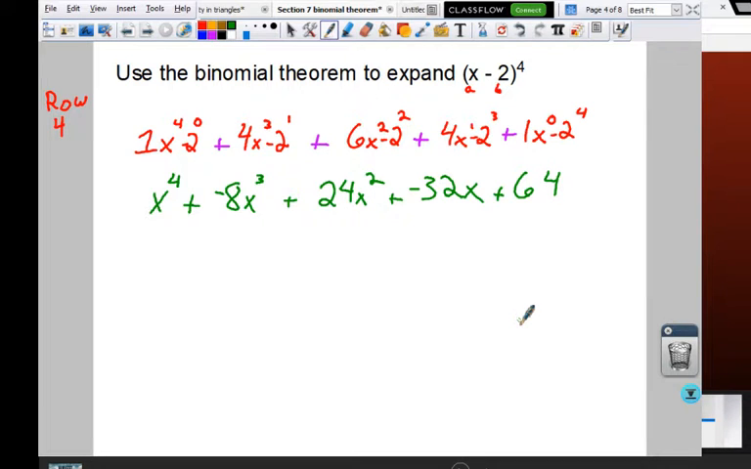Is it 64? There's no x. No x, because what's x to the 0? What's anything to the 0 power? 1. Anything to the 0 power is 1.